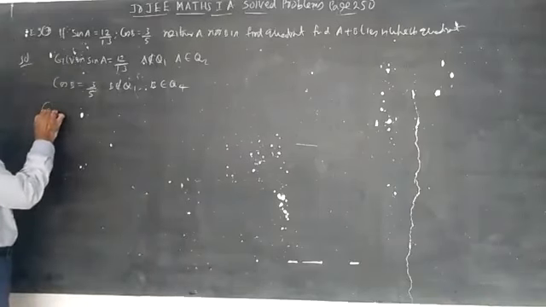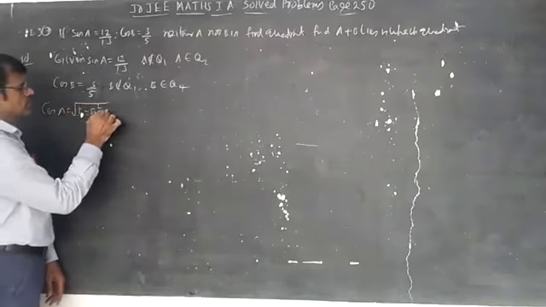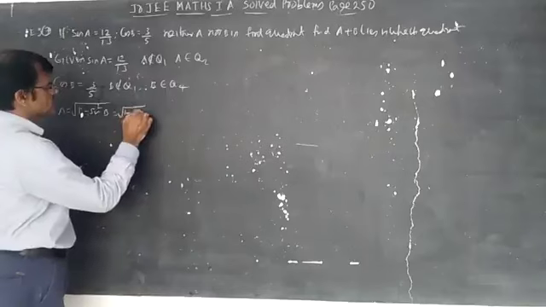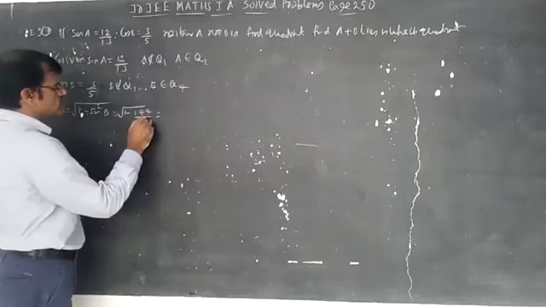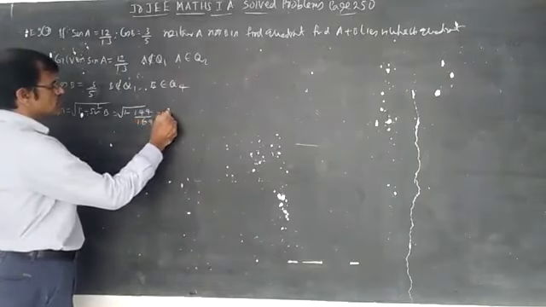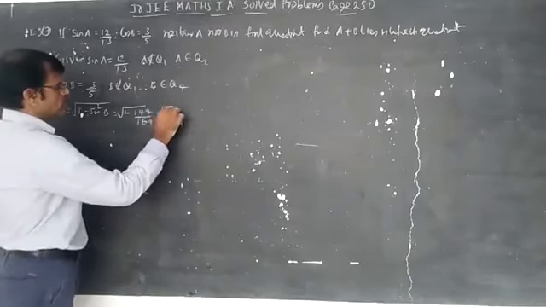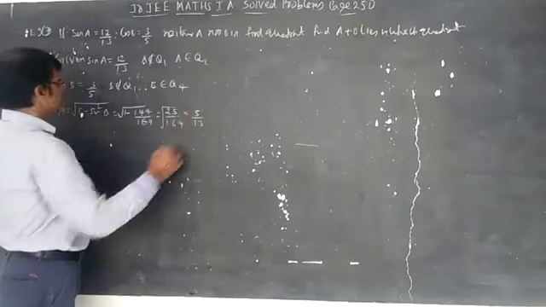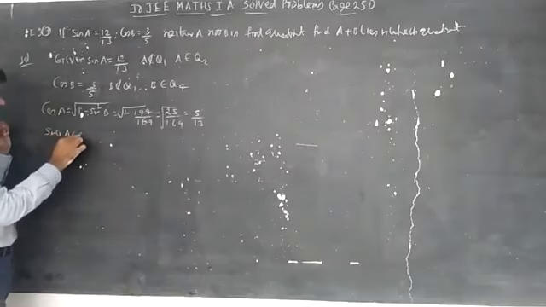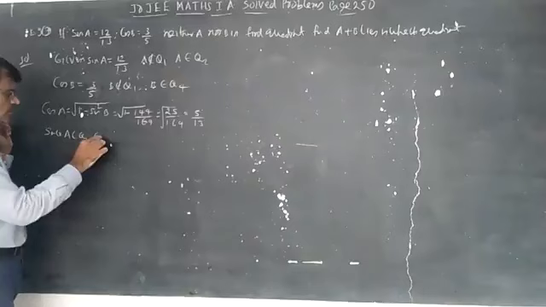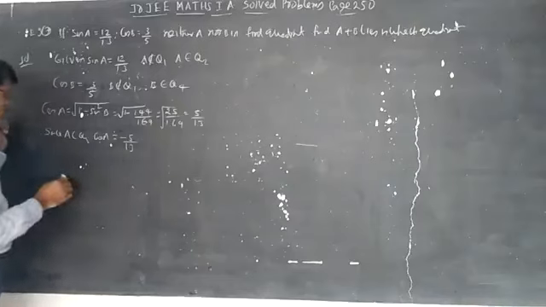Now cos A is equal to, write the formula, root of 1 minus sin square A. Root of 1 minus 144 by 169, taking LCM, becomes root of 25 by 169. It becomes 5 by 13. You can understand A belongs to Q2. Since A belongs to Q2, cos A is negative in Q2, so write it as minus 5 by 13.